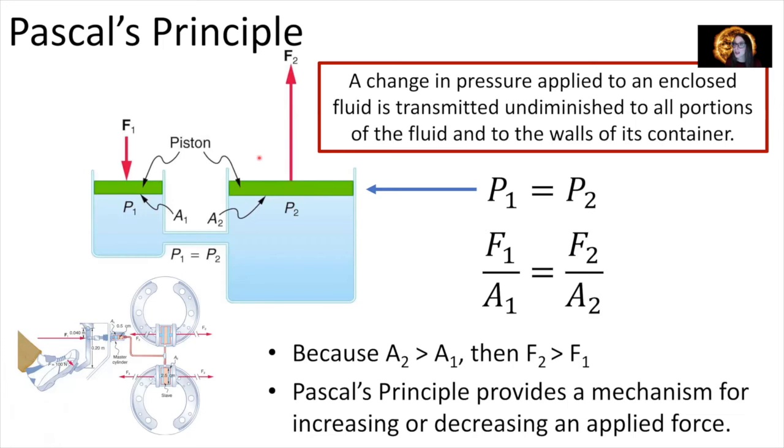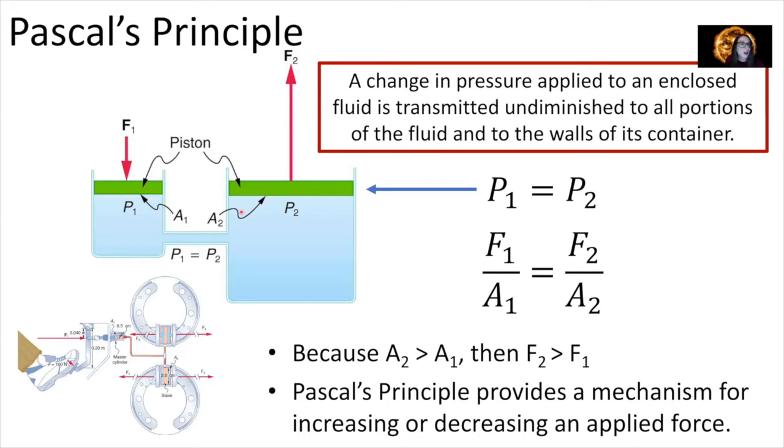If we have an incompressible fluid, there's a really useful principle we can apply called Pascal's Principle. A change in pressure applied to an enclosed fluid is transmitted undiminished to all portions of the fluid and to the walls of the container. What does that mean? Well, let's look at it right here.